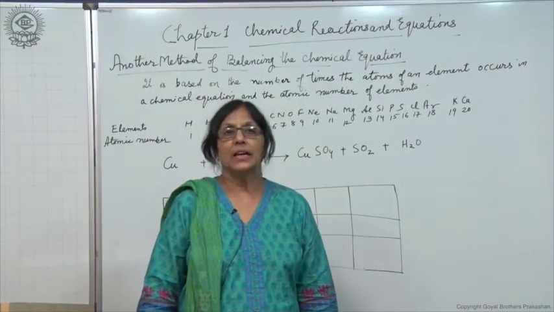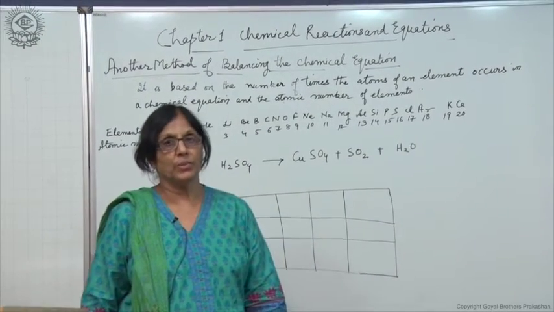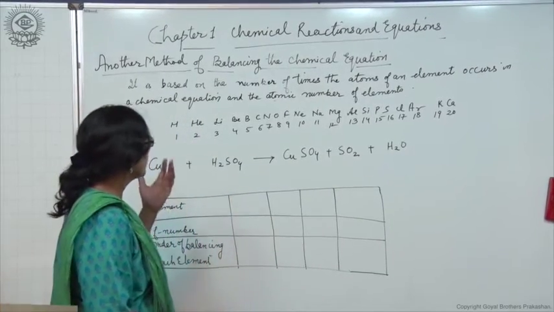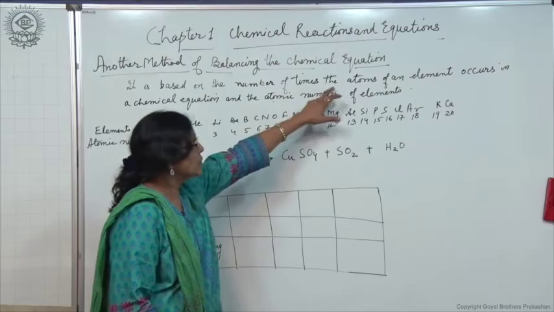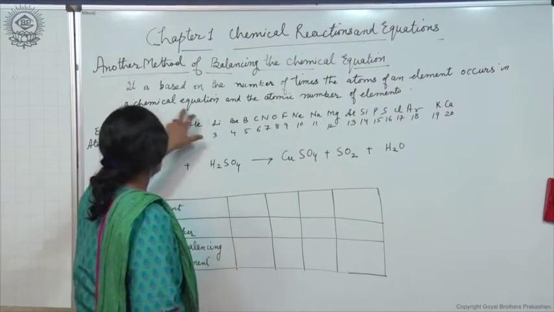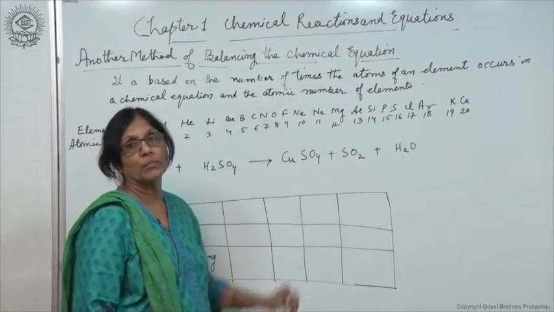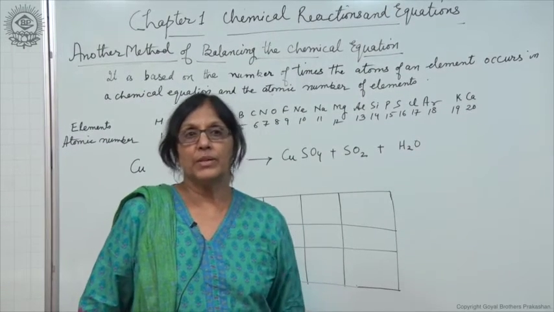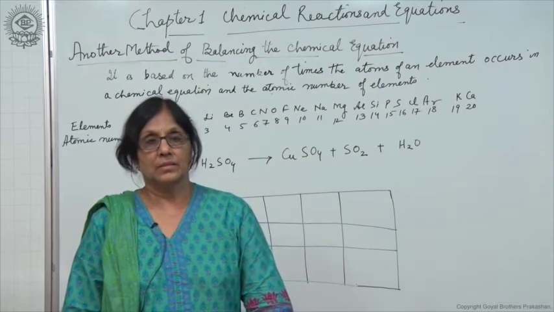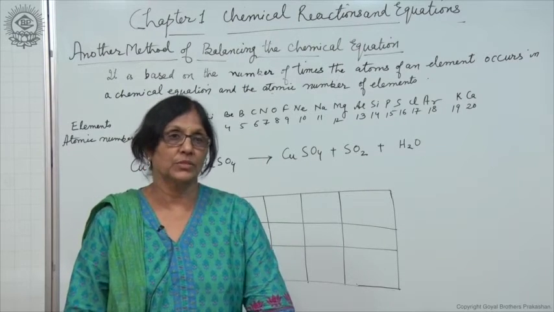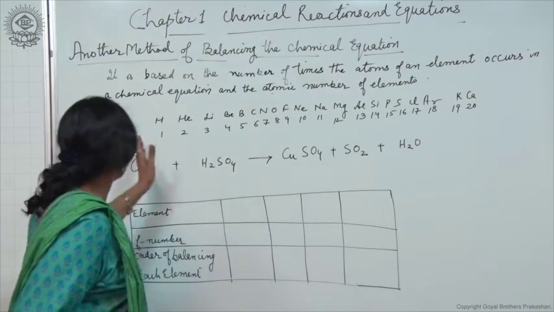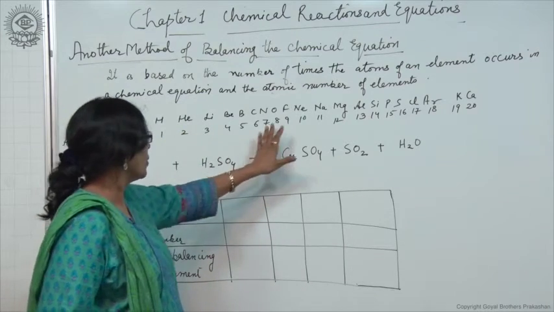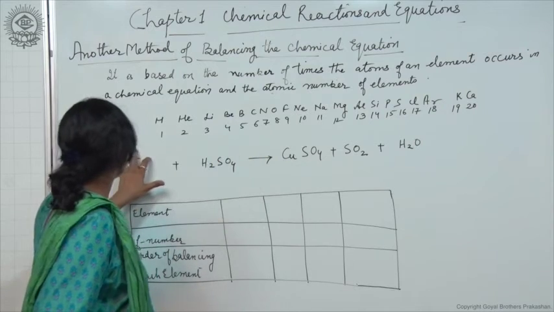Now we will discuss another method for balancing chemical equations. This method is based on the number of times the atoms of an element occur in a chemical equation and the atomic number of the elements. For this, you can remember some of the elements with their atomic numbers. At least a few which are commonly used, in increasing order from 1 to 20.